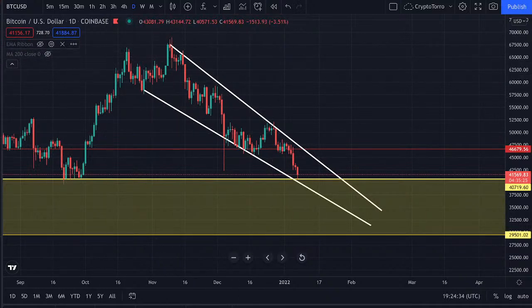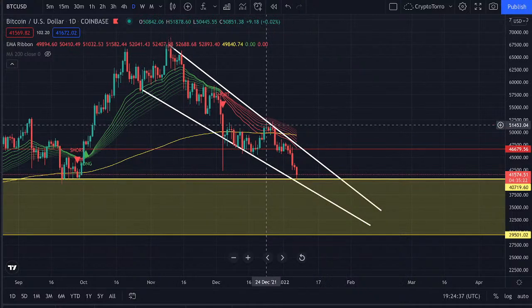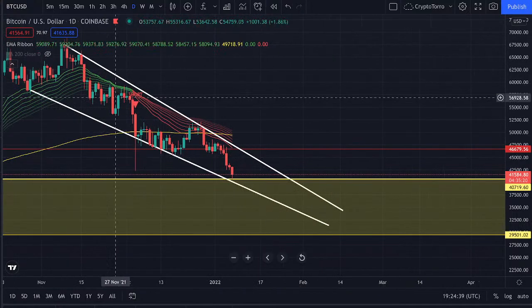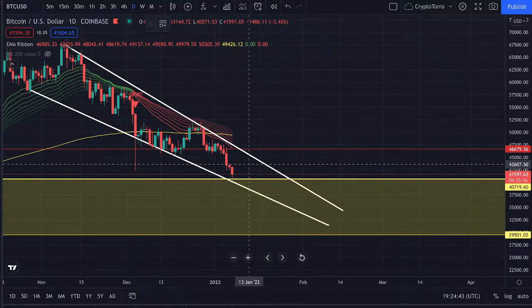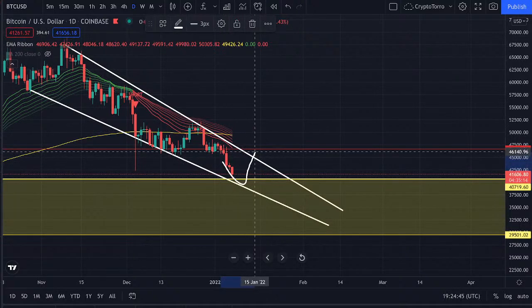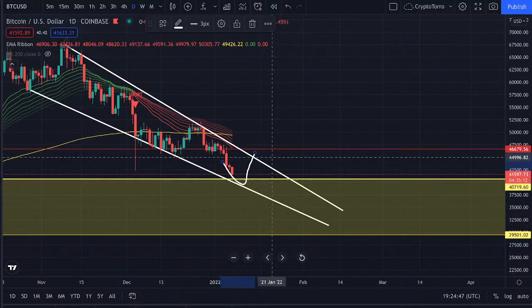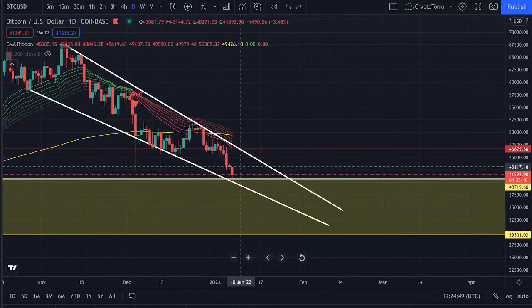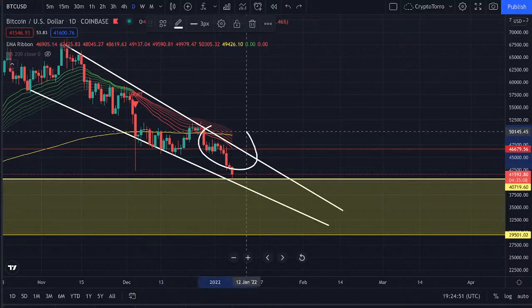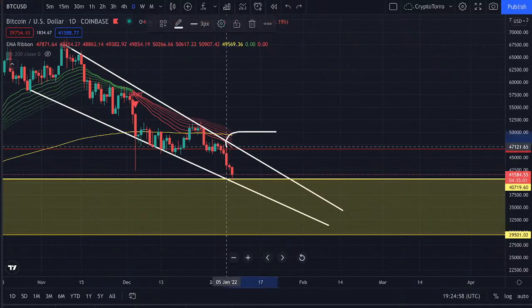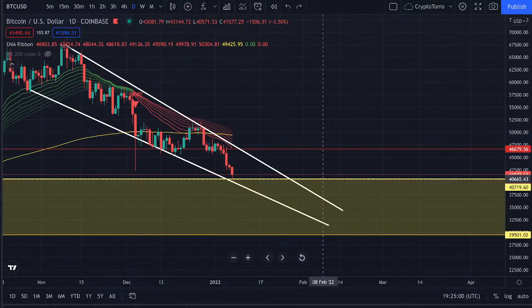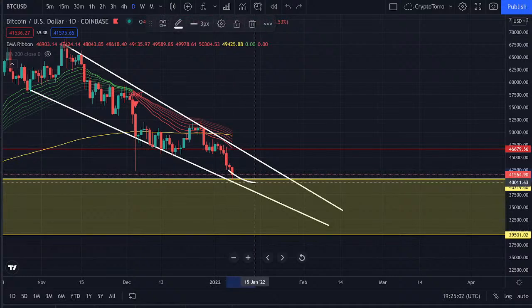Also, if I enable the EMA ribbon, what you're seeing right now on the daily time frame is that it's perfectly aligned with this descending resistance, meaning that if we are going to see an increase, we have to not just break out above this descending resistance, we also have to retest the daily EMA ribbon, and even more importantly, as I said previously, this horizontal level of resistance at $46,679 that will be very difficult to break out above.